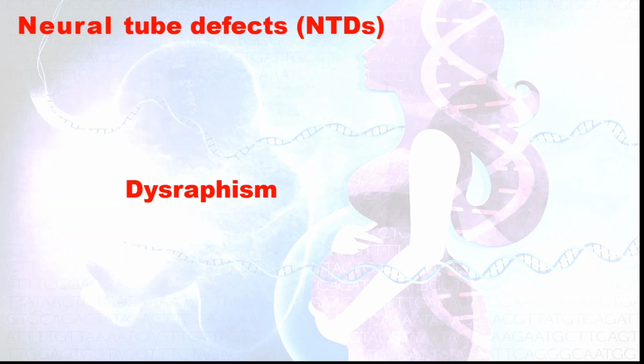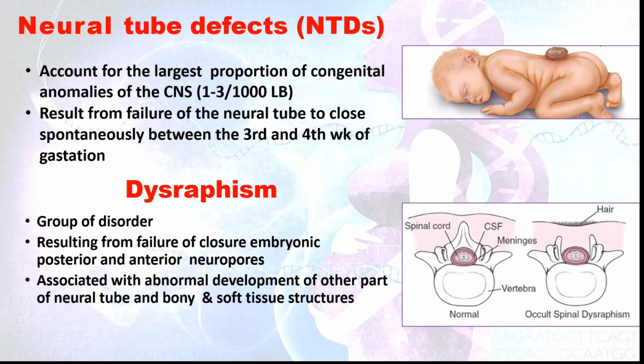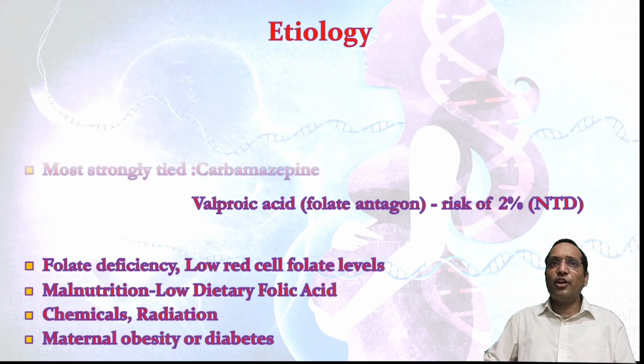So finally, neural tube defects account for the largest proportion of congenital anomalies of the central nervous system, at 1 to 3 per 1000 live births, resulting from the failure of the neural tube to close spontaneously between the 3rd and 4th week of gestation. Dysraphism is a group of disorders which result from the failure of closure of the embryonic posterior and anterior neuropores, associated with abnormal development of other parts of the neural tube and bony and soft tissue structures.